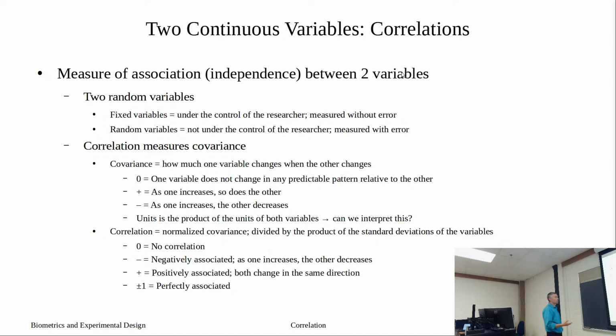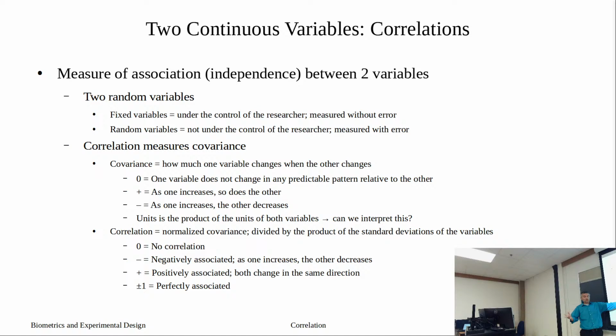it by the standard deviation of each. That has the effect of eliminating the units, so we don't have to worry about what the units are. And correlation then can apply to any two variables of interest. The relationships still stay the same.